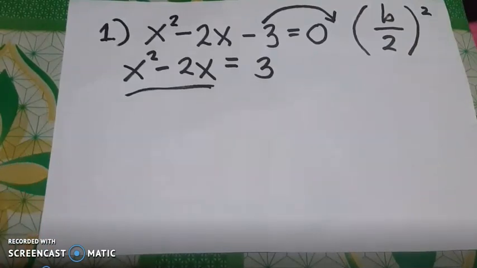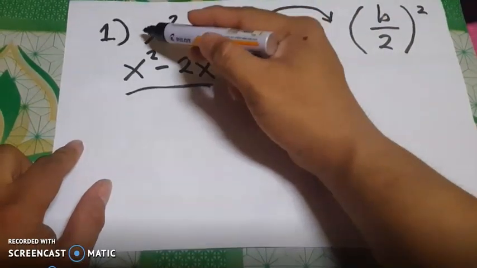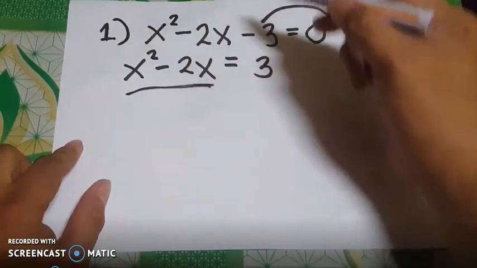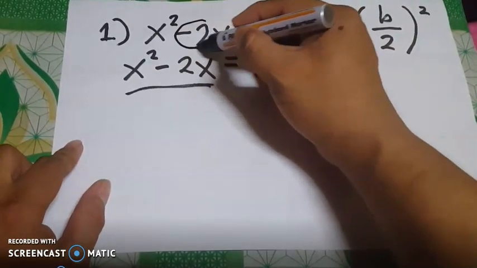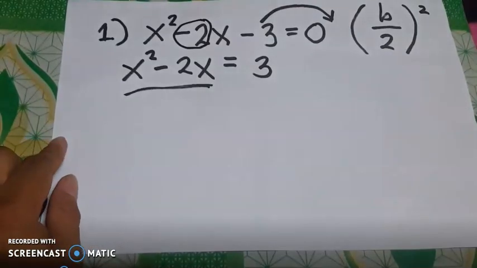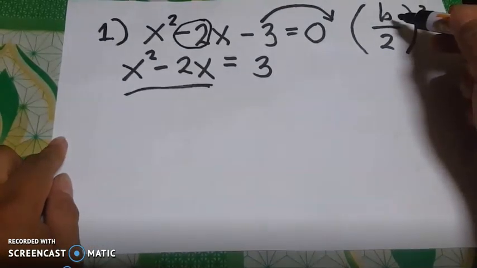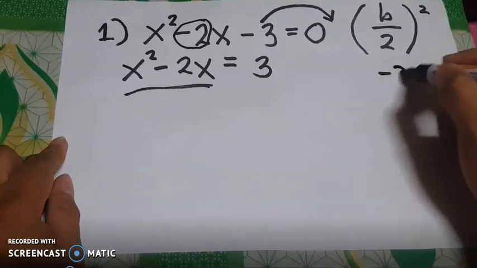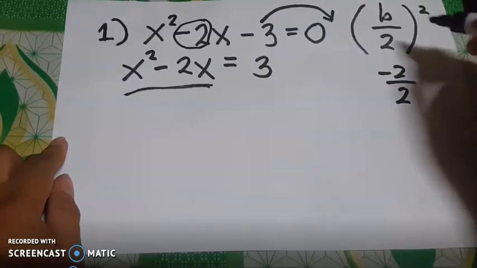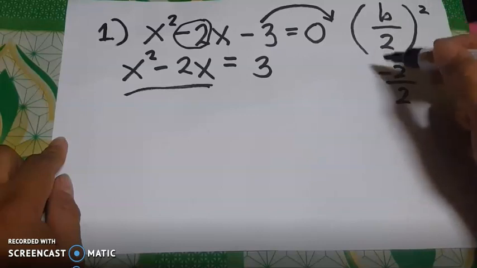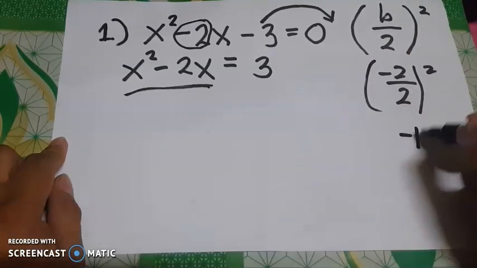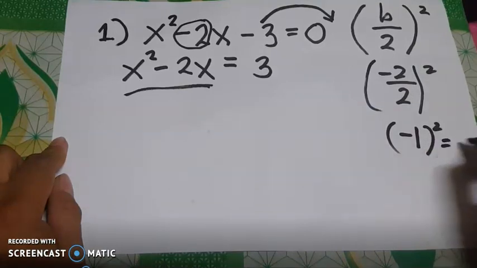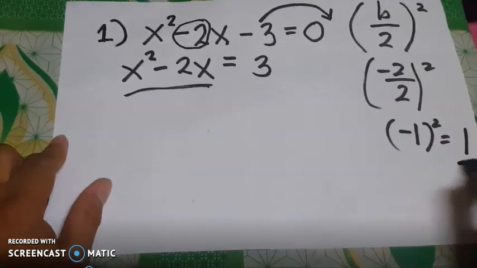What is that b that we are pertaining to? So we are pertaining to the numerical coefficient. So the numerical coefficient of a is 1 while c is negative 3. So the b that we are pertaining to is negative 2. So all you have to do is substitute it to the given expression. We do have negative 2 divided by 2, this is in place of b, negative 2, then quantity squared. Negative 2 divided by 2 is negative 1. And negative 1 squared is 1.